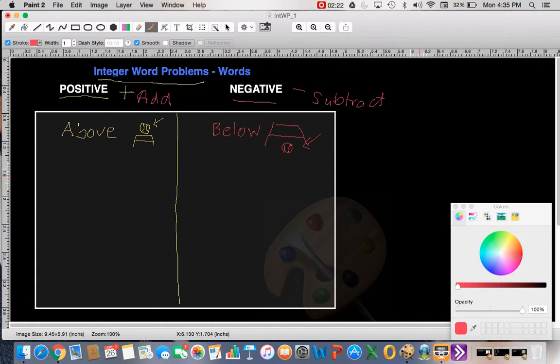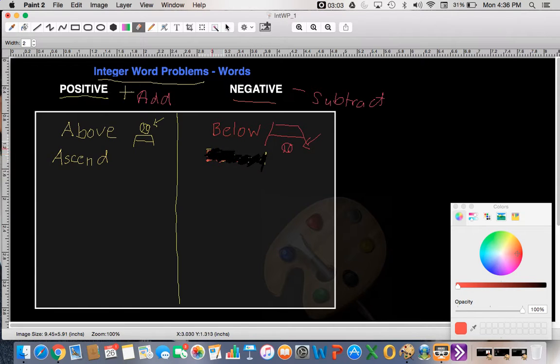Okay, next, ascend, and the opposite of ascend is descend. Descend. We have to write it in red. Sorry about that. Descend. Let's erase it. Okay, so ascend and descend are opposites.